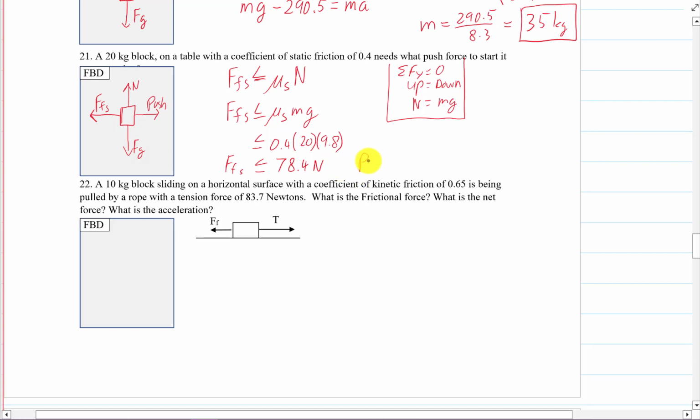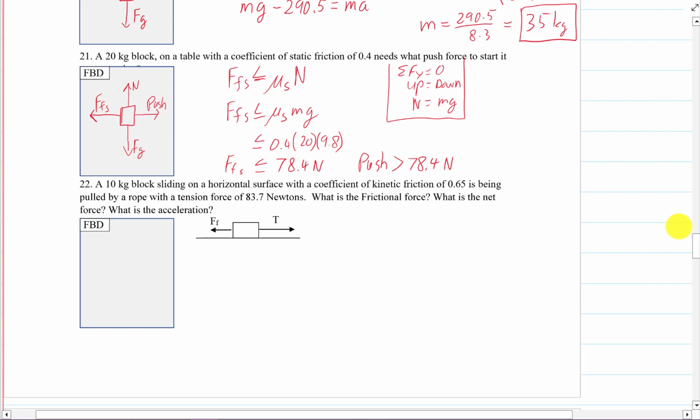So all you have to do is push with greater than 78.4 newtons. Okay, all you have to do is push with greater than 78.4 and it will start to move. Because friction maximum is 78.4 when it's in static, and then as soon as it starts moving, it's going to be kinetic friction, which is going to be less.